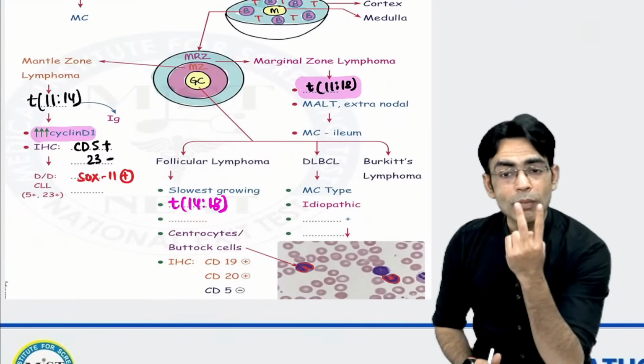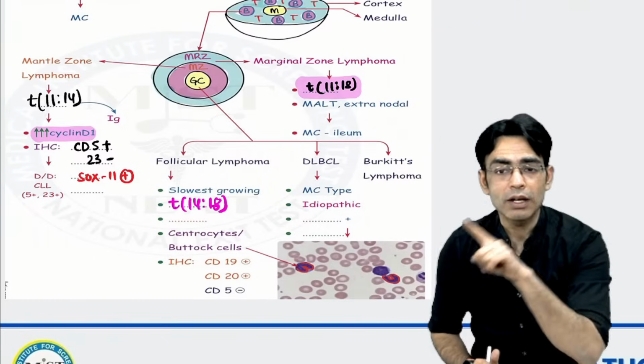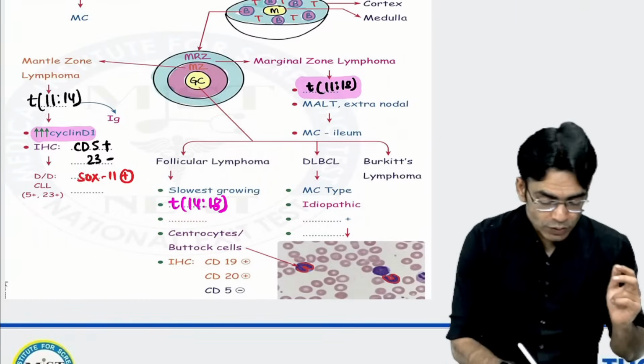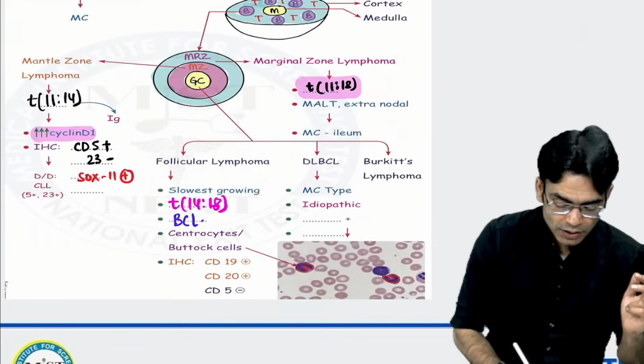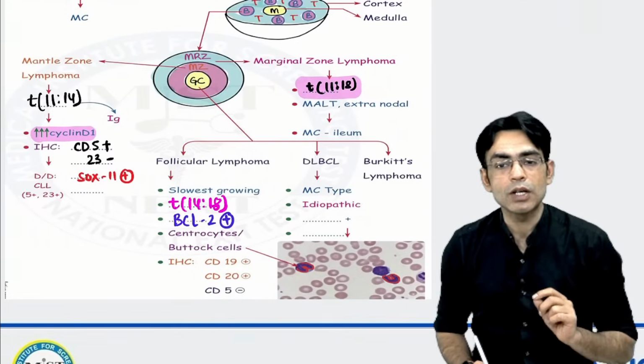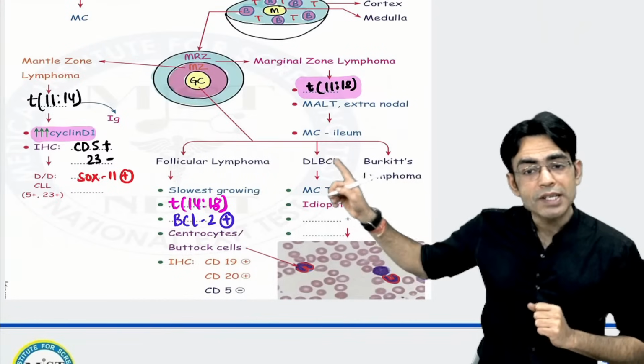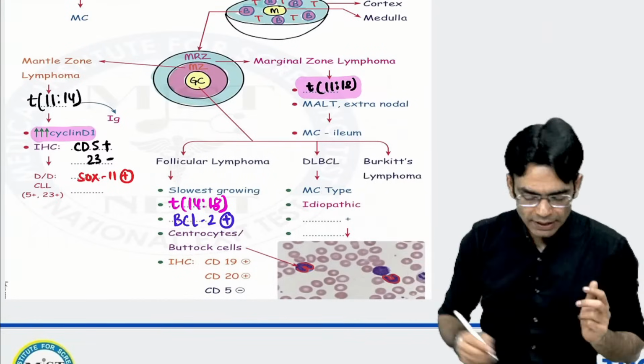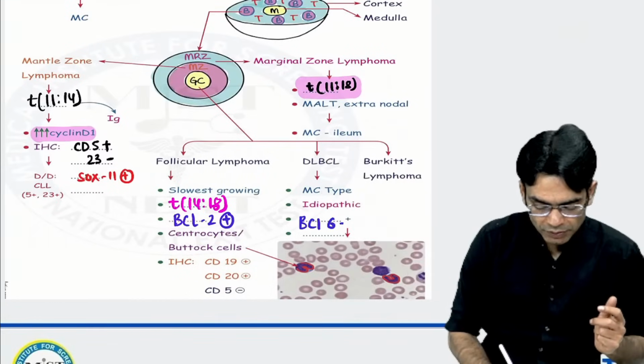And follicular lymphoma has got two words, follicular lymphoma. So two words हैं, so which BCL molecule? BCL2. It will be BCL2 positive. Most common non-Hodgkin's is DLBCL. Idiopathic है, it is BCL6 positive.